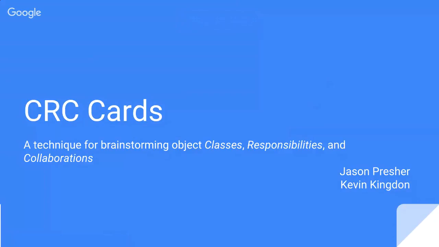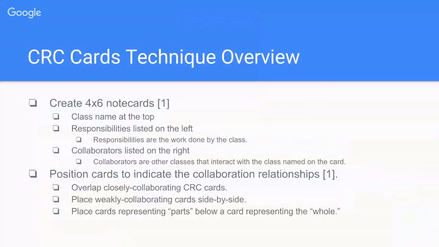Hi, this is Kevin Kingdon, and I'm here with Jason Presher. Today we're presenting CRC cards, which is a technique for brainstorming object classes, responsibilities, and collaborations in a software design. To use this technique, you begin by creating a set of 4x6 note cards. On each card, you list the object class name at the top, and on the left, you list the responsibilities of the object class, and on the right, you list the collaborators, the other object classes, represented by other cards that interact with this class.